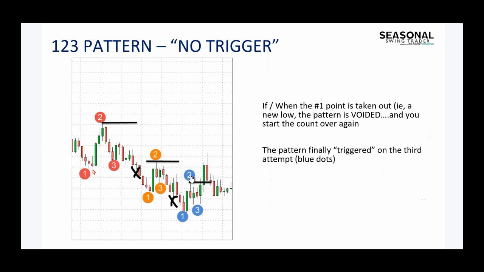So here we have a 1, 2, 3. We're looking to get long on breaks above the number 2. But the market traded lower, took out that number 1 low. We start to count over. 1, 2, 3. Looking to break above the number 2. Market breaks down, takes out that number 1 low. We start to count over. 1, 2, 3. We're able to get long on this last break here.